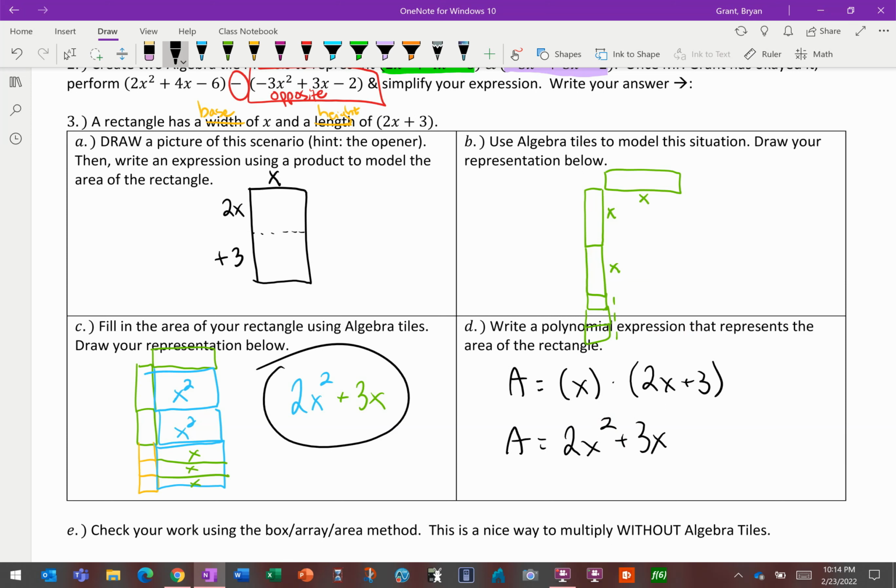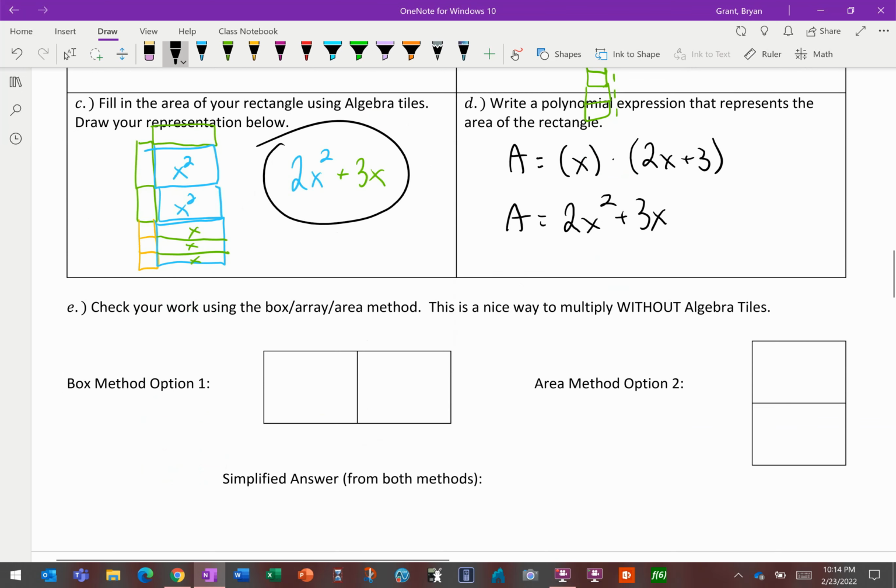It didn't have parentheses. Now, of course, it does get a little tedious to model this with algebra tiles over and over and over again, and we're going to look at faster ways to do it. One way that's very common is known as the box, or sometimes the array, or sometimes the area method. Area, obviously, because we just found area. So there are 2 ways to demonstrate this box or area method.